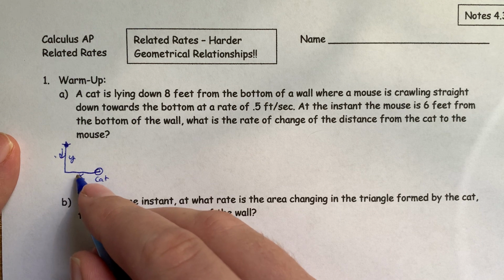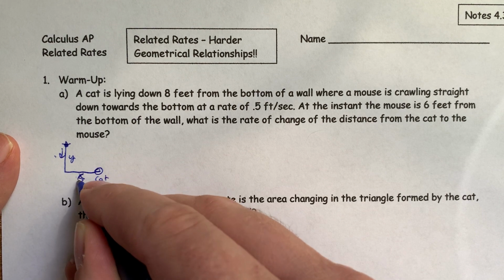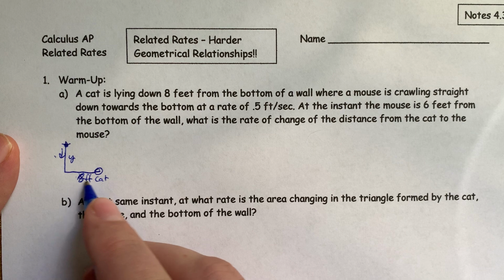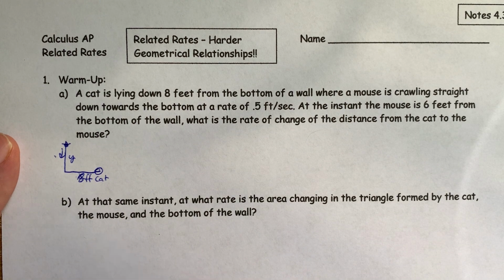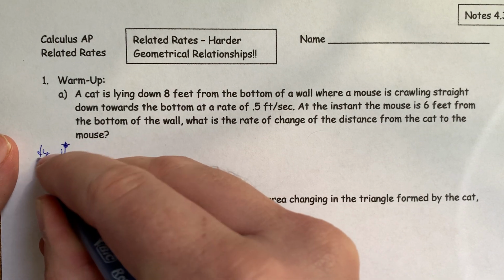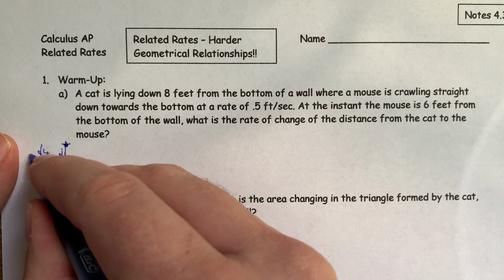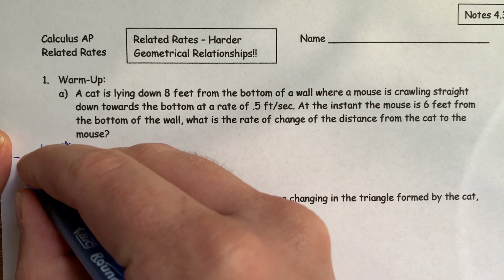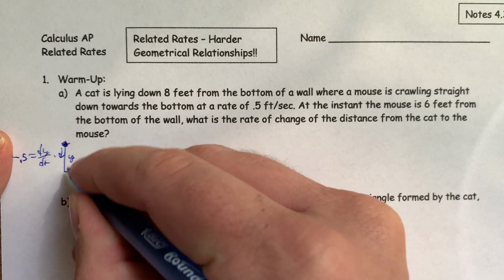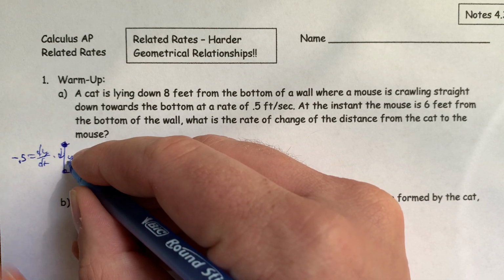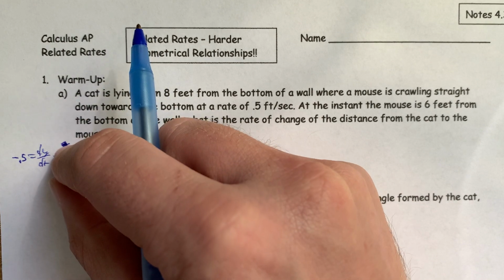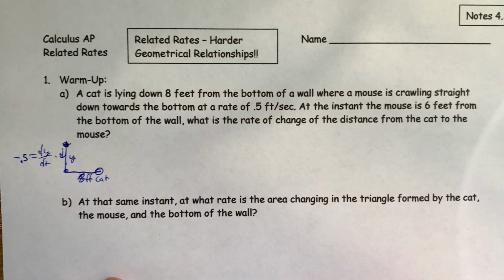Now, the cat is lying down 8 feet, and so this is a constant. This is not changing. It doesn't say the cat is moving. On the other hand, there is dy/dt. dy/dt is negative 0.5, and it's negative because y is getting smaller. This distance is getting lower because the mouse is crawling down the wall.